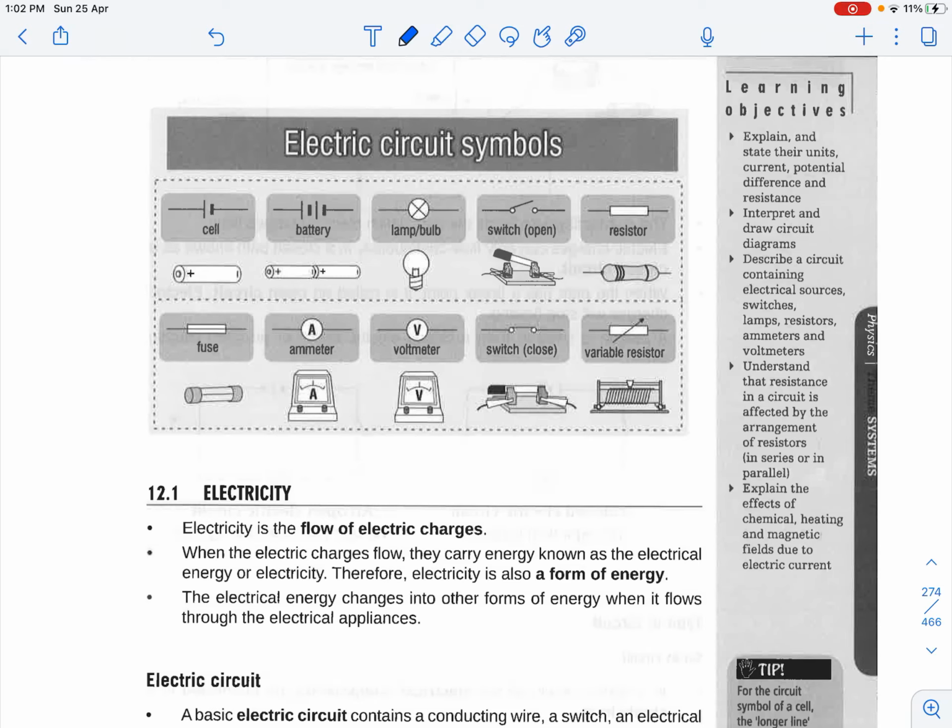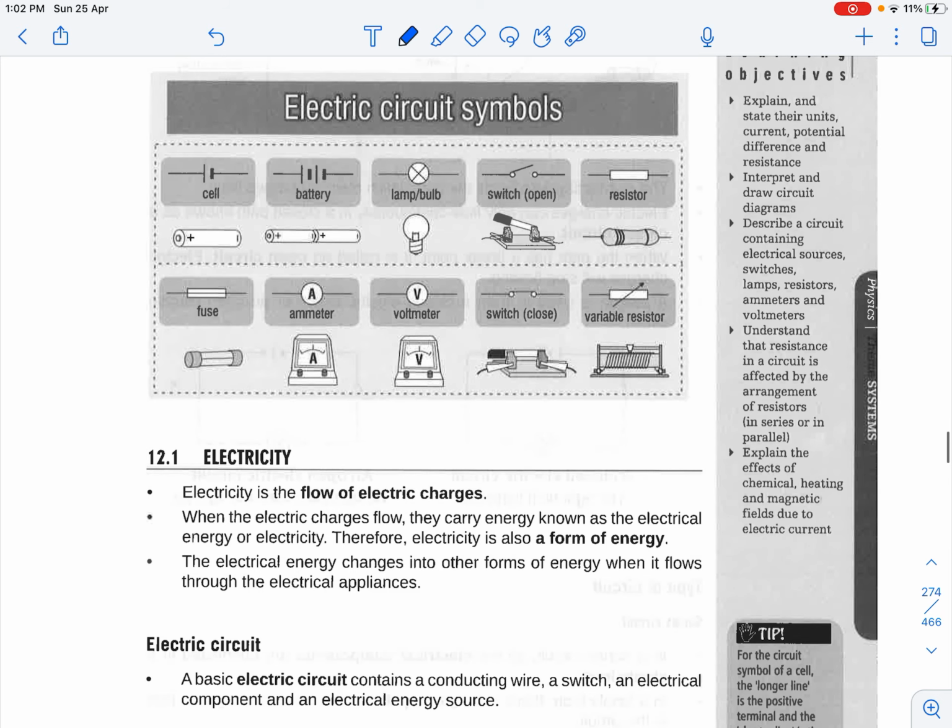Okay, hello everyone. I'll be sharing with you the electrical system and what to take note of. So electricity is the flow of electrical charges. And what are these electrical charges? These are the ones that are able to have different positive and negative charges that can move around the electrical system, but they are mainly in the negative charge.